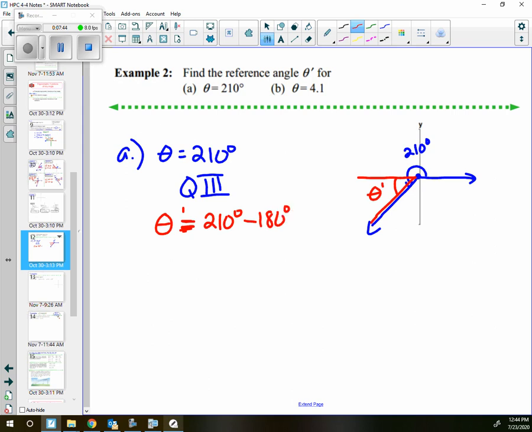In other words, how far did I overshoot 180? Well, I went 30 degrees past, so that would be a 30-degree reference angle. That's what I need you to be able to calculate. It's really important, so just know what quadrant you're in.